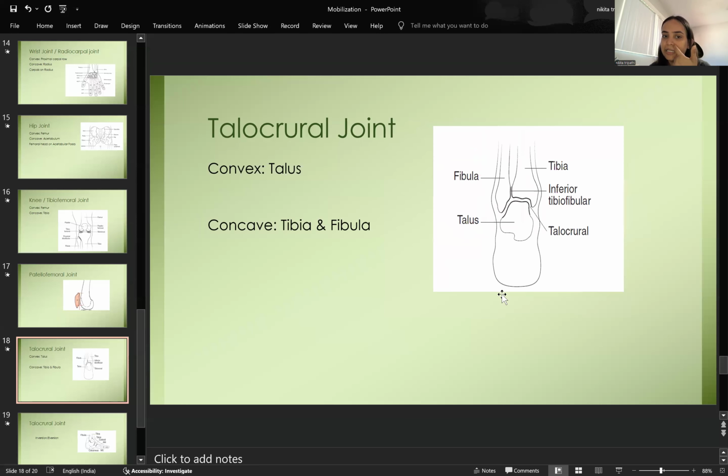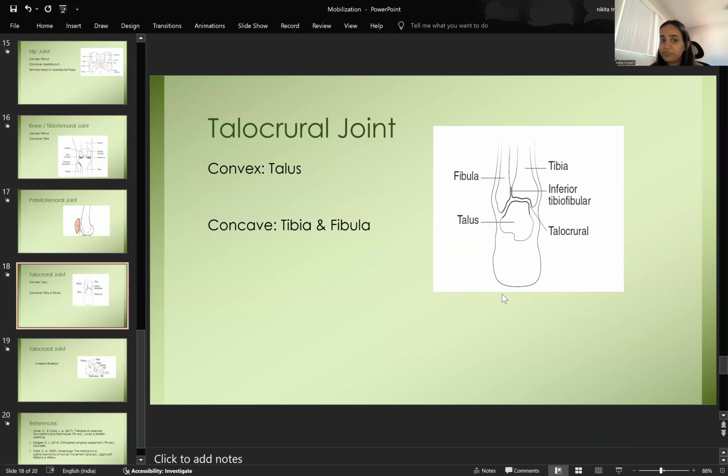The next is the talocrural joint. At the talocrural joint, plantar flexion and dorsiflexion happen, and at the subtalar joint, inversion and eversion happen. At first, see what is convex and concave at the ankle joint. The talus is convex, and the distal tibia and fibula are concave. So my convex talus is going to move on the concave surface.